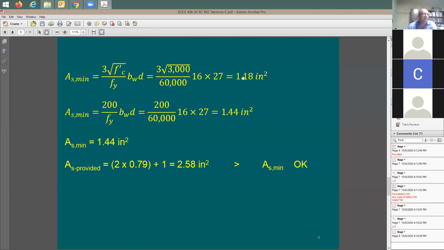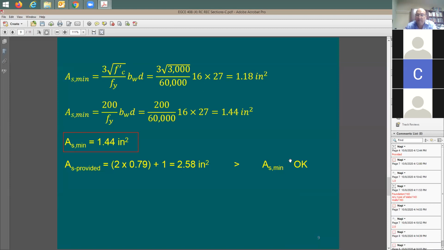I have two minimums. It's going to be the larger of the two. You see, this here is going to be my AS minimum. All right. What is provided? You see, what's provided is 2 number 8 plus 1 number 9. 2 times 0.79 plus 1 square inch is going to be 2.58, more than AS minimum. This is good.